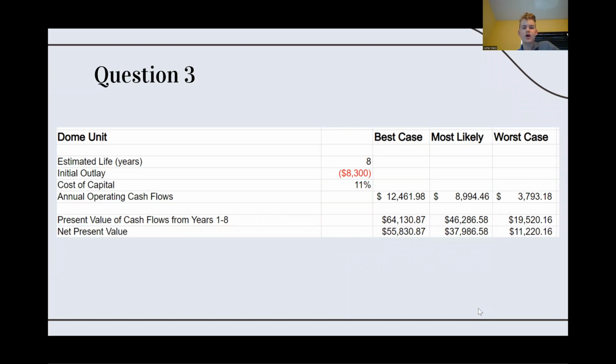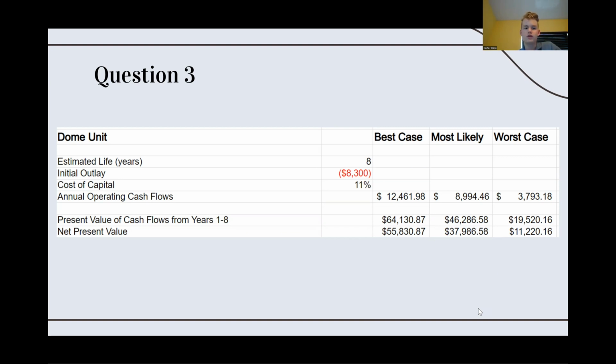Hello, my name is Carter Haro, and I'm going to be going over questions 3 and 4. Question 3 reads, calculate the net present value, payback period, and the traditional IRR for each tanning option under the various scenarios. What do the decision rules indicate?